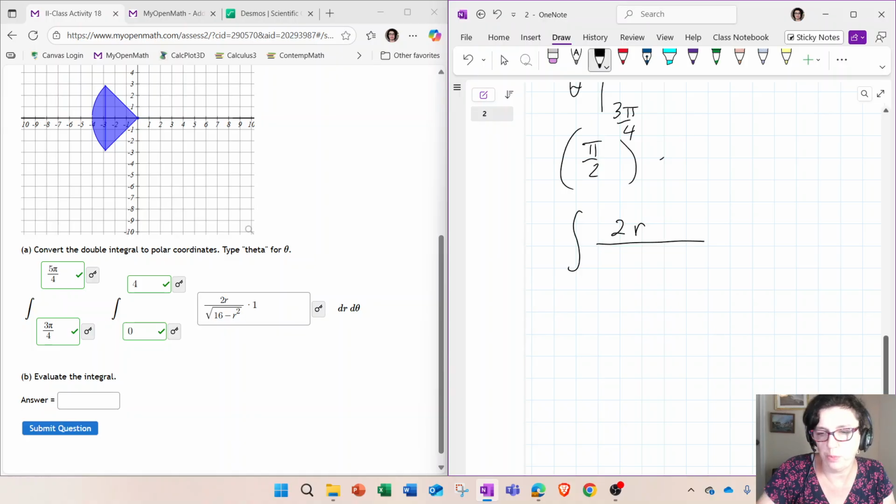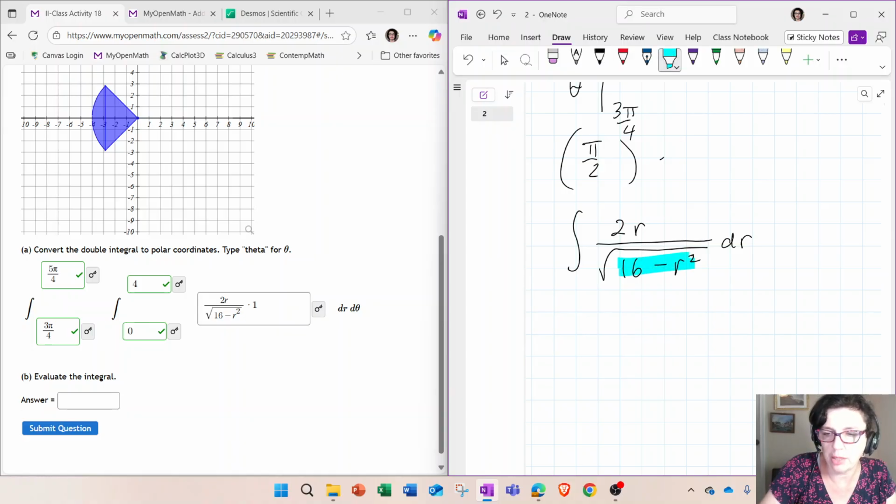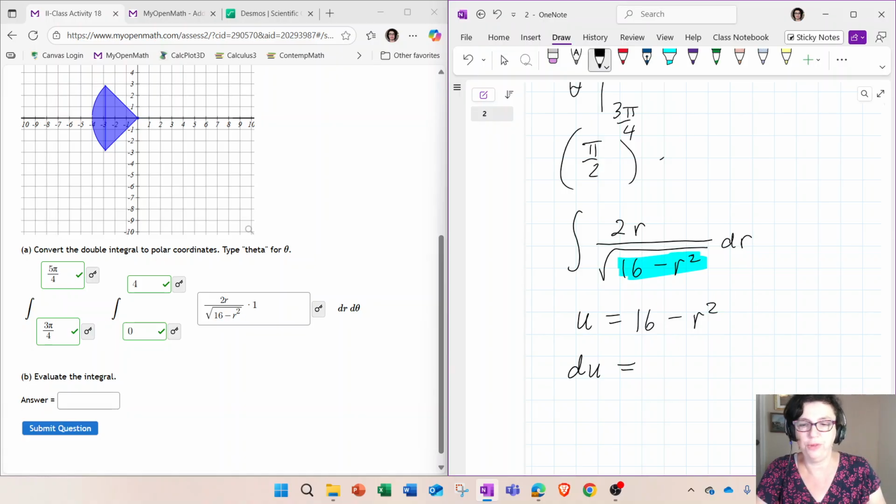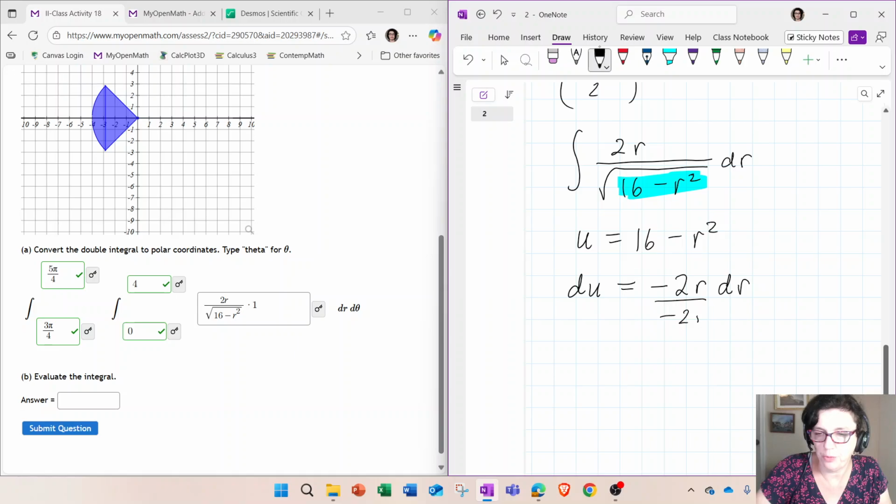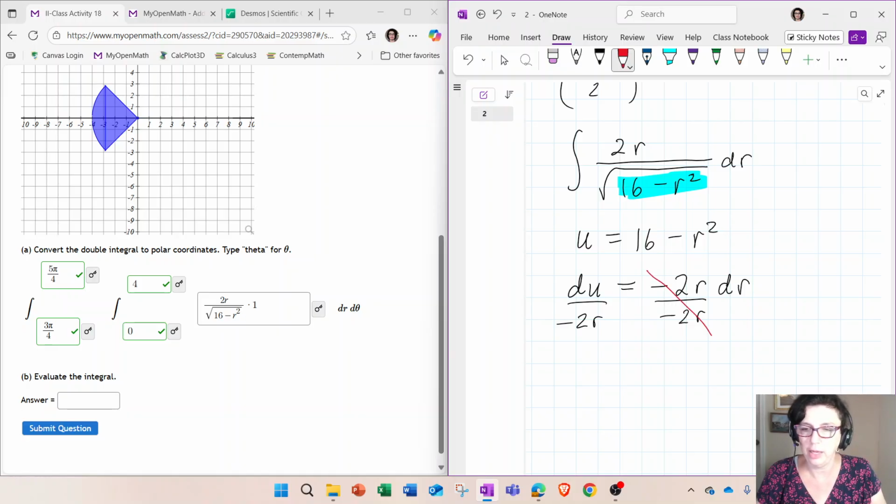So 2r, be very careful. You need to know how to perform the substitution like this. The way you do that is you make the expression under the root your u. So you're going to say, okay, let u be 16 minus r squared. Then du, which is the differential, equals the derivative of this thing with respect to r. Well, the derivative of 16 is 0. This will be negative 2r dr, right? So now you can solve this for dr by dividing both sides by negative 2r.